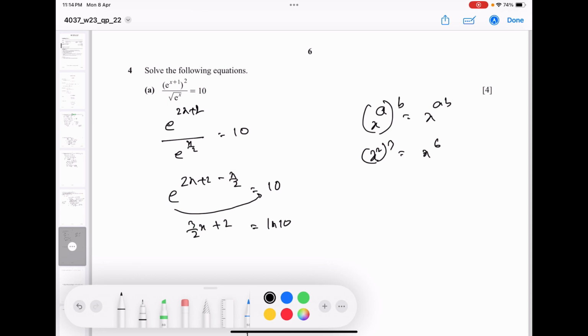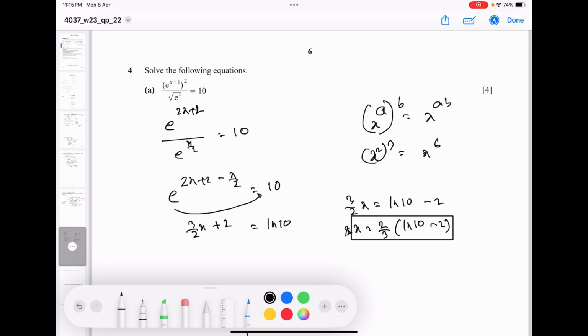This 2 goes to the right side, so 3/2 x equals ln 10 minus 2, then x equals 2/3 times (ln 10 minus 2). So that's the answer for this one.